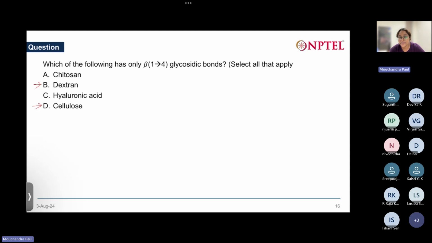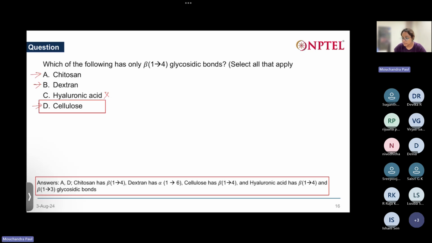Okay, I'm still waiting. Chitosan has beta 1,4 linkages, while hyaluronic acid has beta 1,3 as well as beta 1,4. So chitosan is correct, and hyaluronic acid is incorrect. Hyaluronic acid has two types of glycosidic bonds which are alternating in nature. The correct answers are cellulose and chitosan.